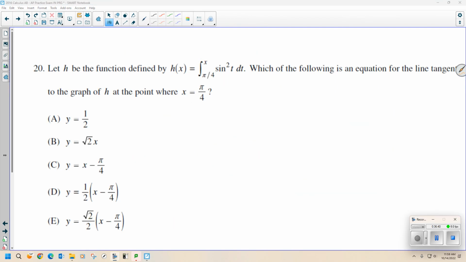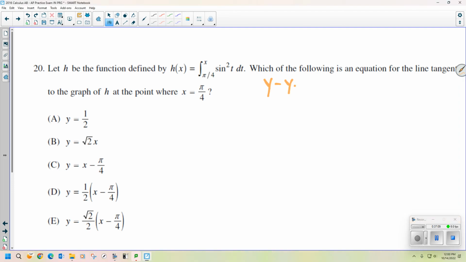Can you believe it? We're almost done. And this is going to be a little bit of a lengthy problem. Let h be the function defined by h of x equals the integration from x to pi over 4 of sine squared of t dt. Which of the following is the equation of the tangent line to the graph of h at the point where x equals pi over 4?